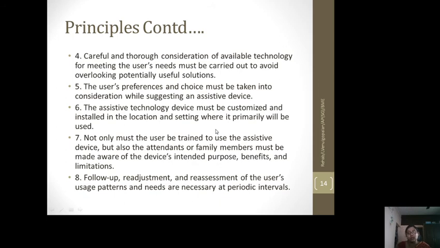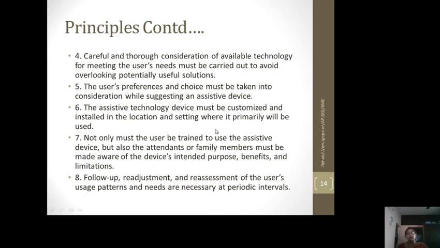Finally, follow-up, readjustments and reassessment of the user's usage pattern and needs are necessary at periodic intervals. The user's preferences might change over a period of time. Again, the device might wear off over a period of time, or the device might not be performing as intended. So, regularly, you should keep tabs on exactly what is happening and how the device is being used, and whether the device is delivering the intended therapy. All that needs to be assessed regularly.